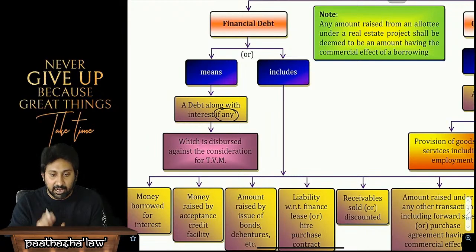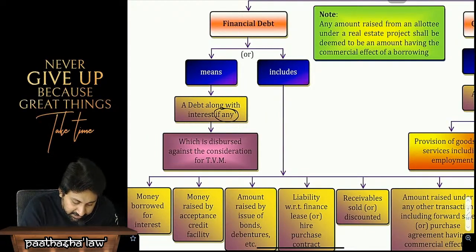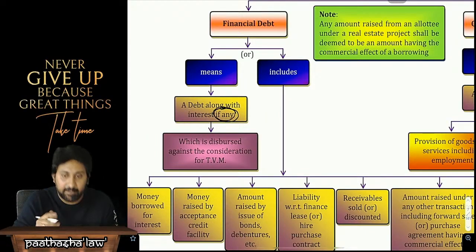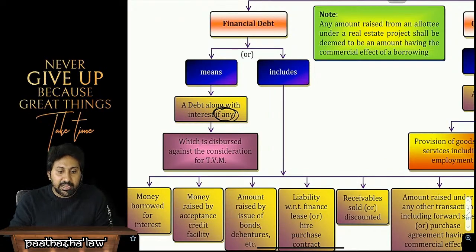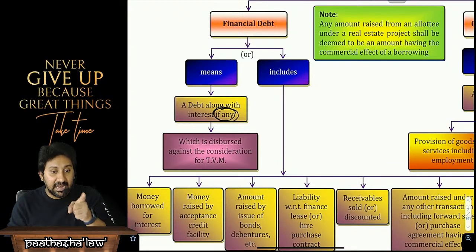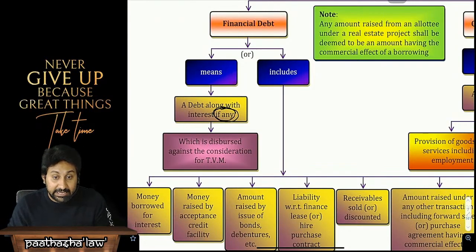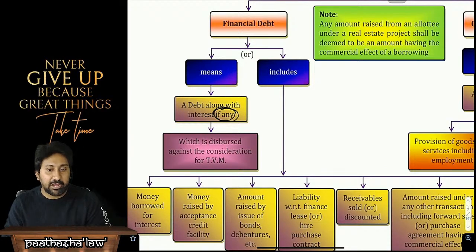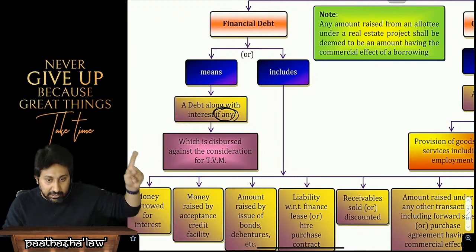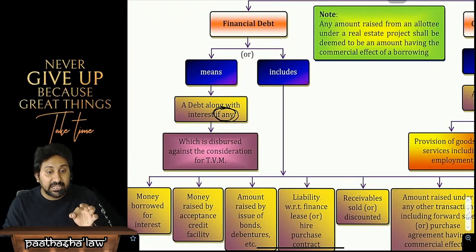Here he has used very clearly: the debt along with the interest, if any. Is the return for that optional or mandatory? It is optional. Do you know why? Debt along with interest, if any. Return is if any. That's why he clearly said disbursed against the consideration for time value of money.